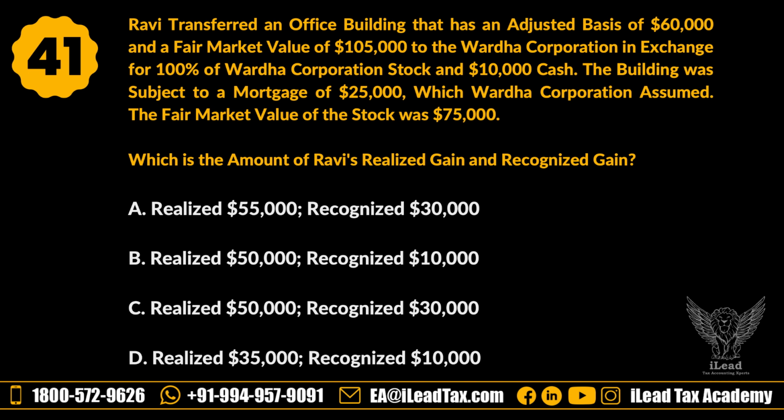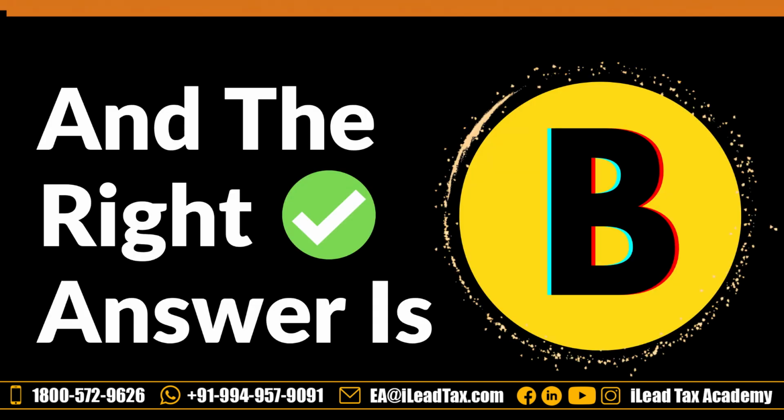Let's see the options. Option A, realized gain is 55,000, recognized is 30,000. Option B, realized is 50,000, recognized is 10,000. Option C, realized is 50,000, recognized is 30,000. Option D, realized is 35,000, recognized is 10,000. Let's see the answer. The answer is B. Let's see why it is B.